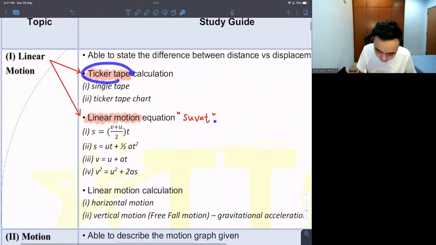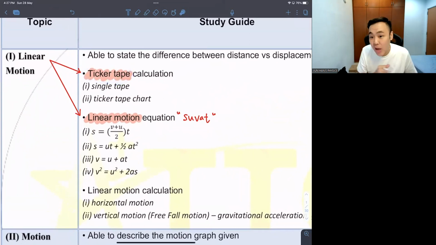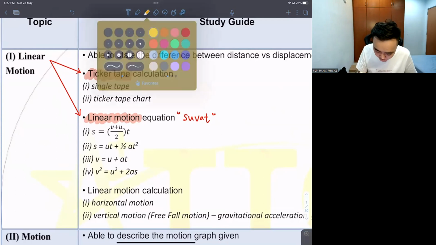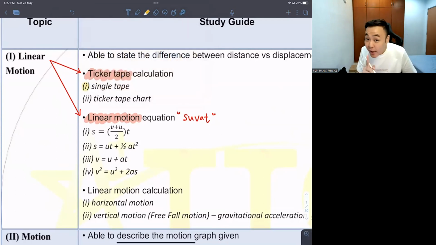Next, we have this ticker tape. In fact, you learn ticker tape first. Am I right? So ticker tape, I need you to know 3 things. Exactly, 3 things. You say, hey, I thought here you wrote 2. Where got 3? Now, that's the trick here. For a single tape, they can ask you 2 questions. For a single tape, we can separate them into 2 different questions. What are those?